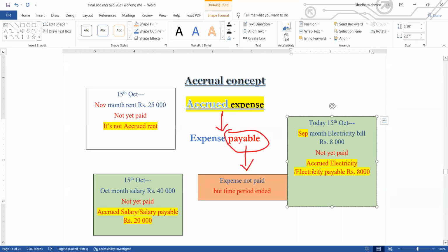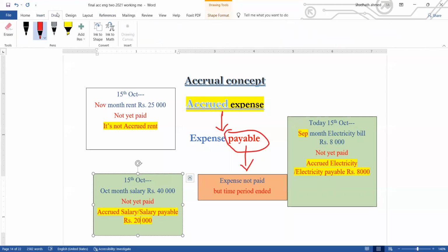Here, why is it accrued electricity 8,000? In this case, you can say September month is ended. Today we are in 15th October. Here, why is it only 20,000? Because only 15 days is ended. Therefore, we can say only half of the salary is accrued. Do you have any doubts, my dear students?